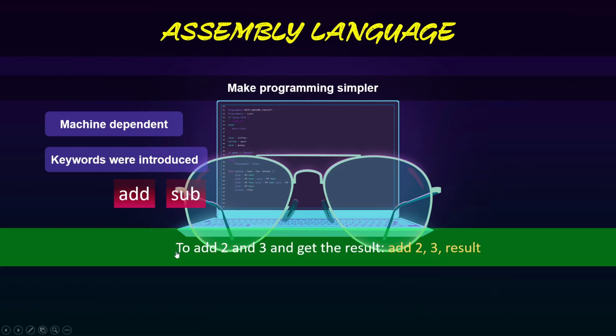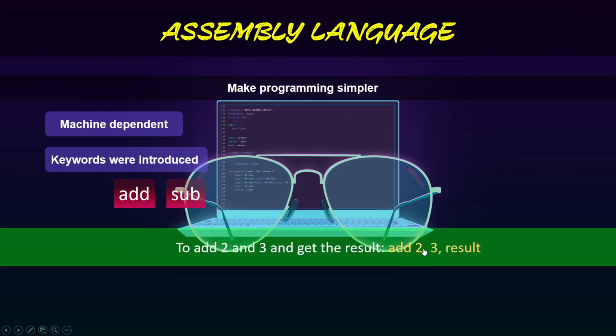For example, suppose you want to add two numbers 2 and 3 and get the result. We will write something like this in assembly instruction. We are telling the computer to add the number 2 and 3 and get the result into the result. So this is an instruction written in an assembly programming language. It should be noted that assembly program does not run directly or execute directly.